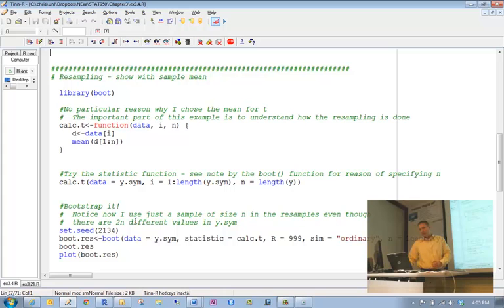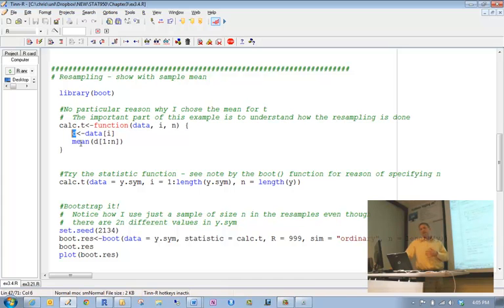So let's talk about how the resamples are taken. I construct my usual calc.t function that I can use with the boot function. I'm going to pass in my usual data and also the indices of the items to take from my resample. I'm also going to pass in n, my true sample size. D gets data[i], like usual.